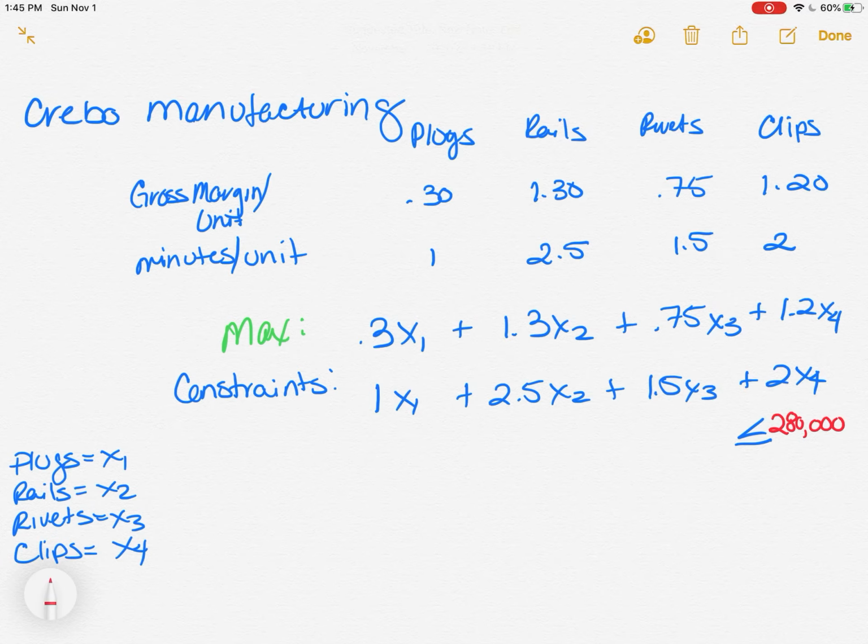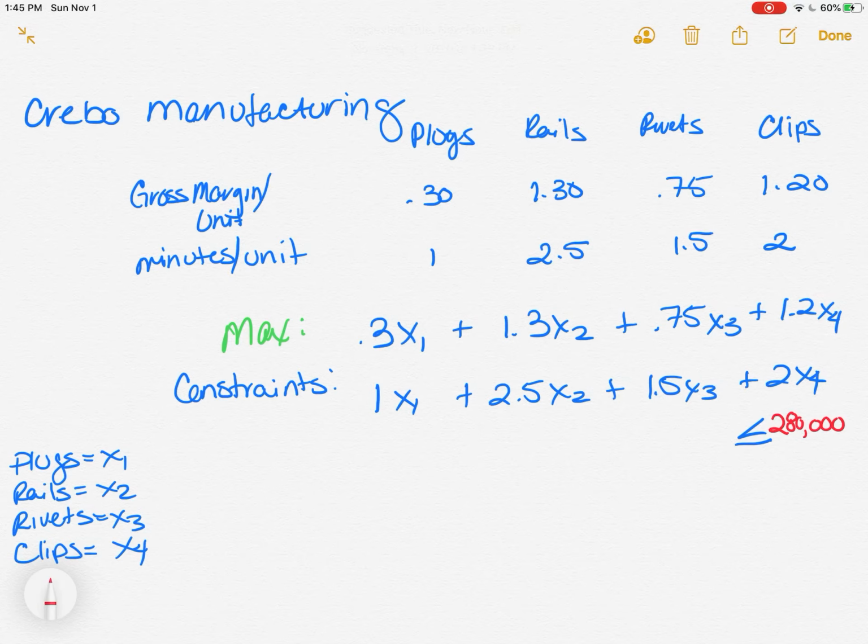And then the machining centers have a capacity of 280,000 minutes per year, right? And then it goes on to tell you, the table gives you the gross profit, the gross margin per unit, and the machining requirements in terms of time for each of the units as well.